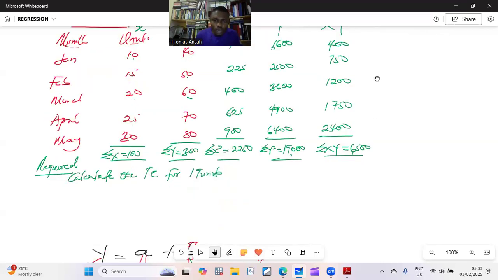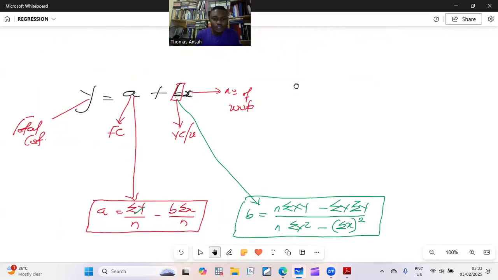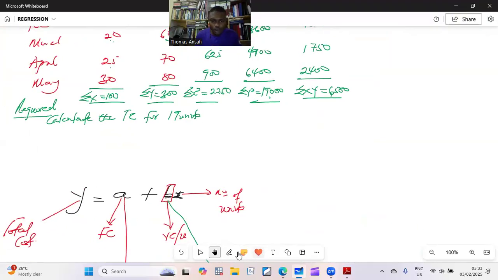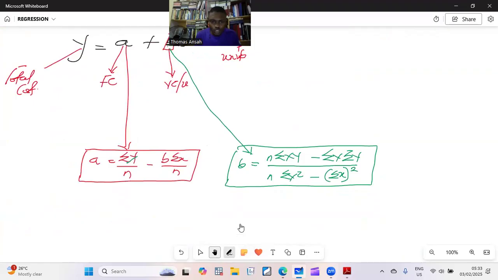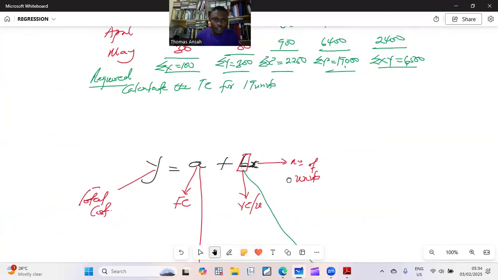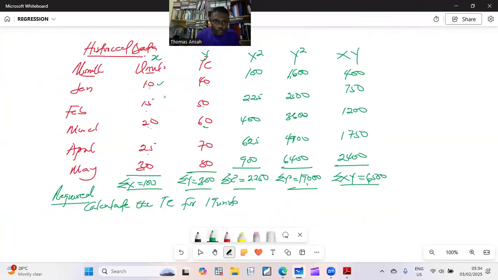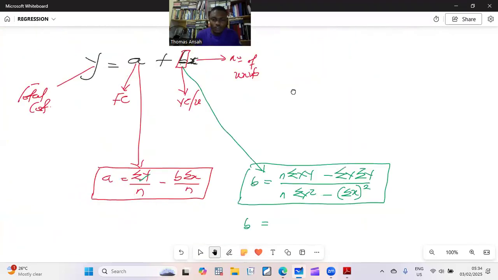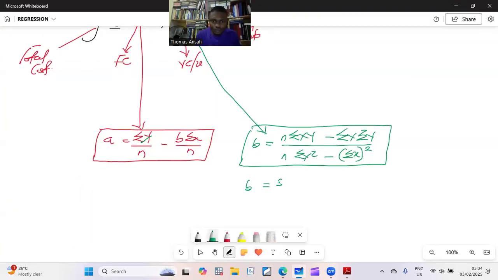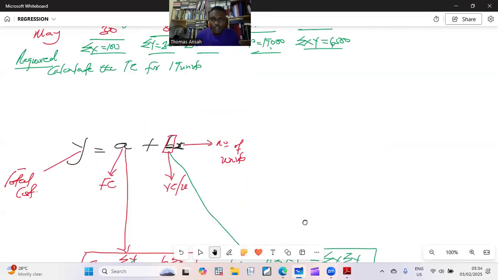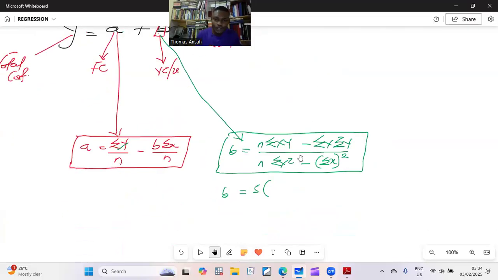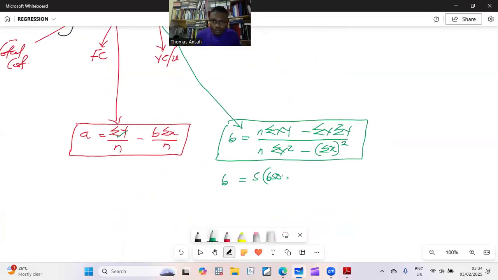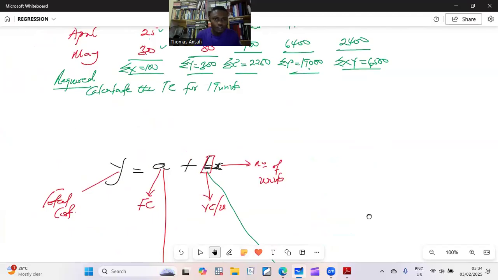Now you come and put them into the formula in generating the things you need. First is B, right? So let's talk about our B. What is N? N is the number of observations, all right? What is our number of observations here? 1, 2, 3, 4, 5. So N here will be 5. Then what is sigma xy? Sigma xy is 6,500, so you put it in. Then sigma x and sigma y, so we have 100 and 300.